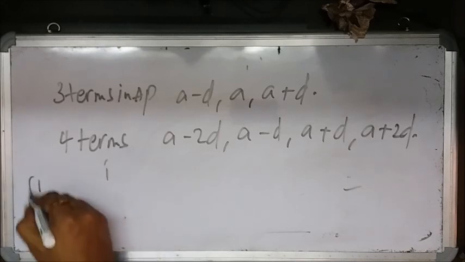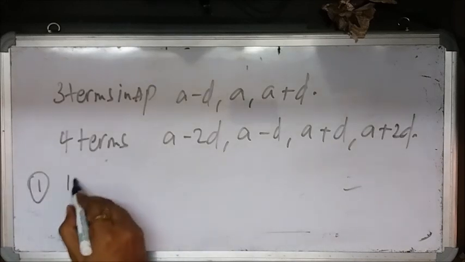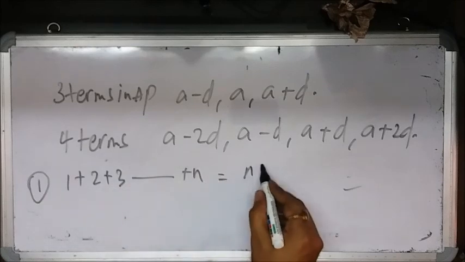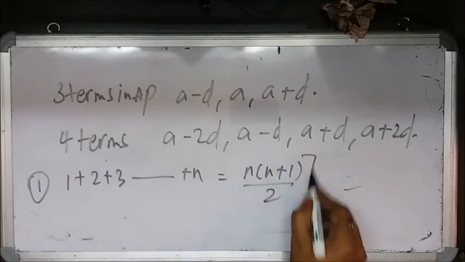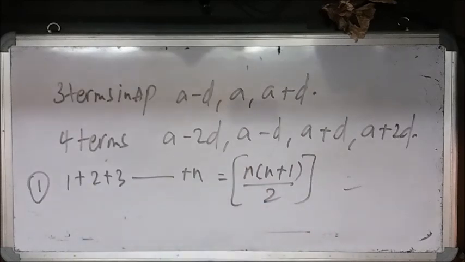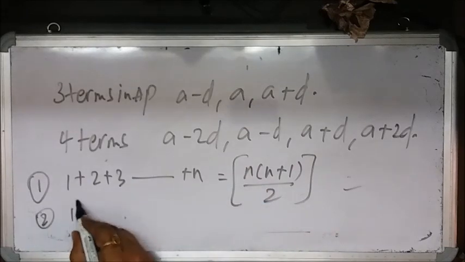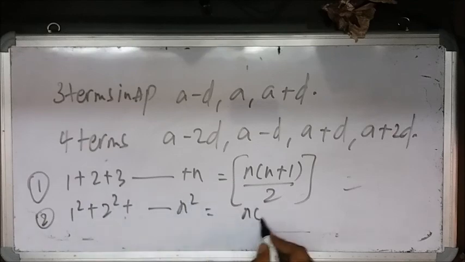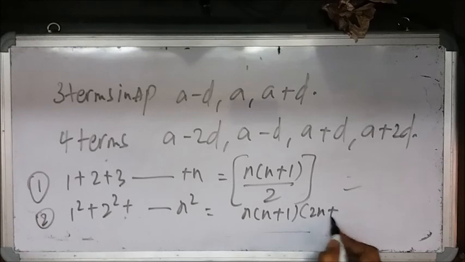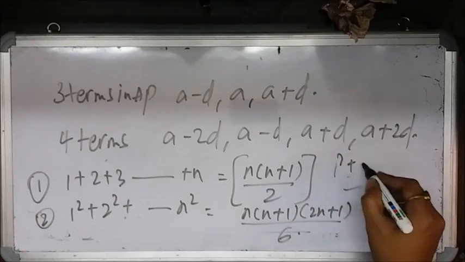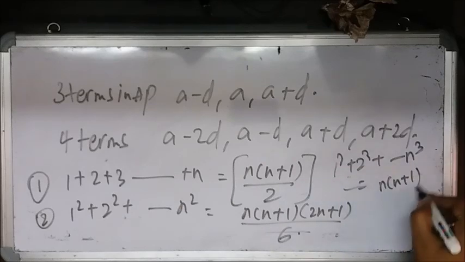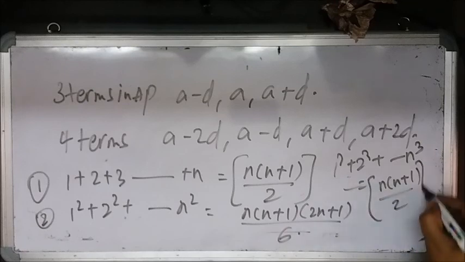Now there are some formulas here. If you have to find the sum of the first n natural numbers, the formula is n into n plus 1 divided by 2. To find the sum of squares of the first n natural numbers, the formula is n into n plus 1 into 2n plus 1 divided by 6. If you want the sum of cubes of the first n natural numbers, it will be n into n plus 1 divided by 2, the same thing but squared.